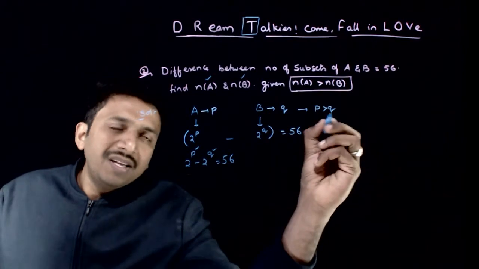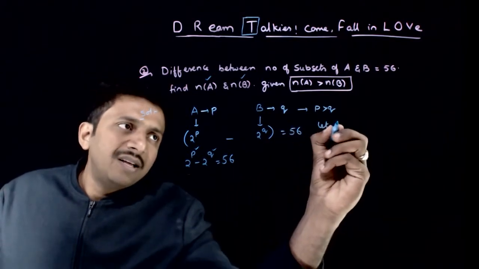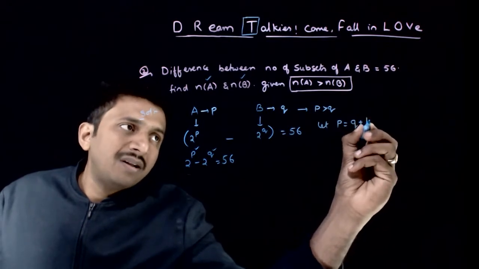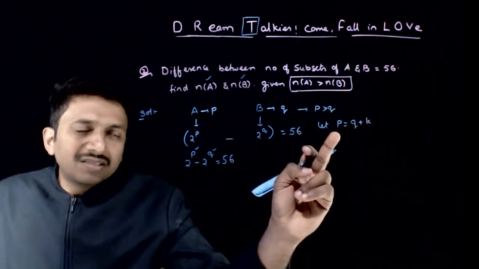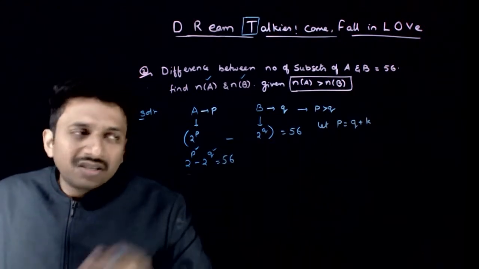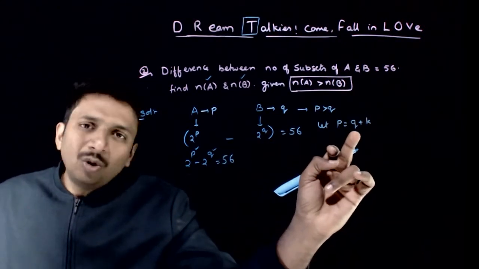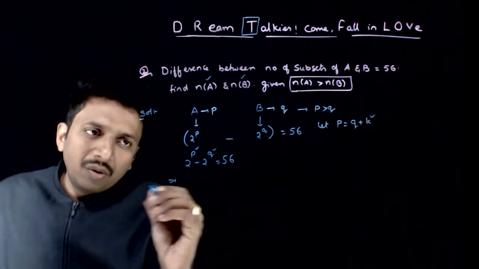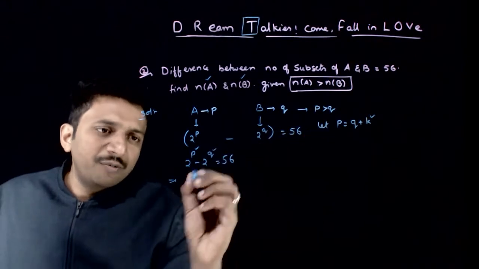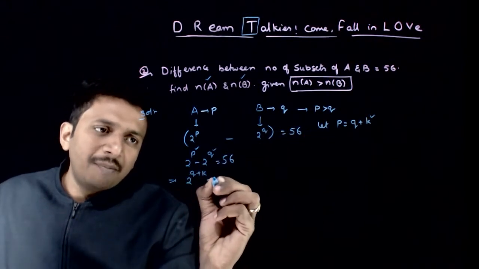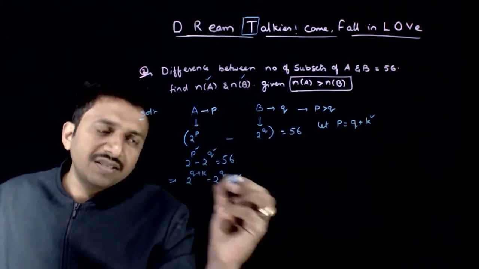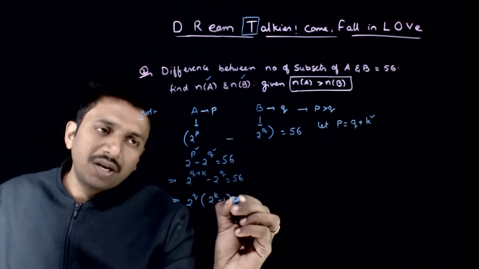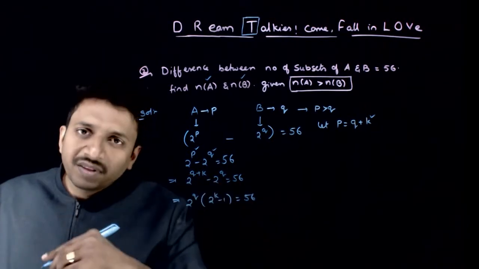Now P is greater than Q, and both are integers, so I can write P is equal to Q plus some natural number K. I'll put 2 power Q plus K in the place of 2 power P. So 2 power Q plus K minus 2 power Q is equal to 56. This implies 2 power Q times (2 power K minus 1) is equal to 56.